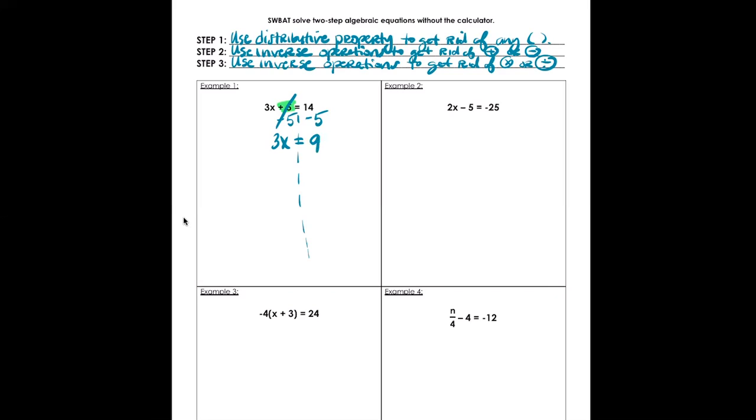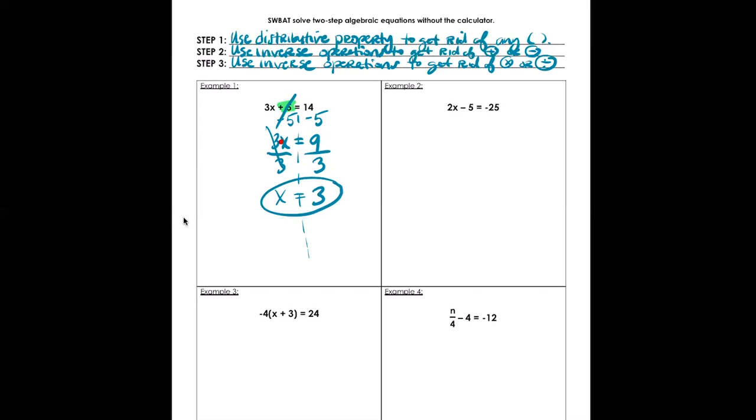Now we can move on to step 3, use inverse operations to get rid of multiply or divide. You may think that there's no multiply or divide here, but there actually is. In between the 3 and the x, there's a multiplication symbol. The 3 is being multiplied by the x. So the inverse or the opposite of multiply is divide. You are going to divide both sides by the number in front of x, which is 3. So x is going to equal 9 divided by 3, both positive numbers. So my answer is going to be positive 3. x equals 3.